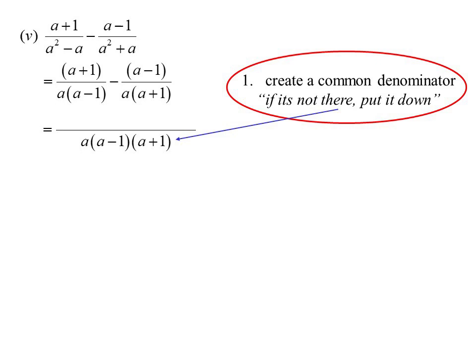A minus 1, it's not there, so I'll put it down. A minus 1. It's already there, not a problem, keep going. A plus 1, it's not there, put it down. There's my common denominator. So that's how I create a common denominator.